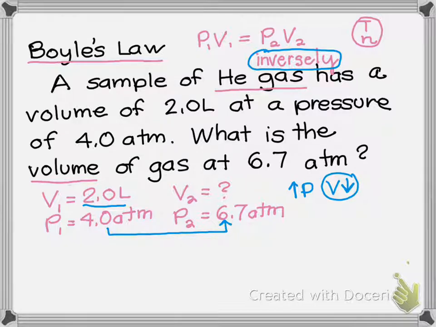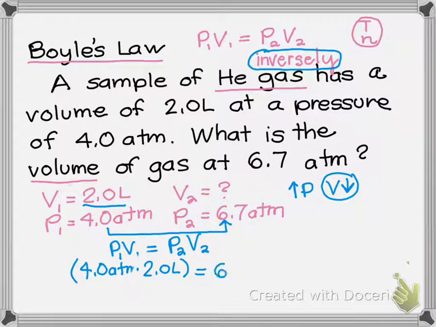As far as the units go, you can use milliliters or liters for the volume, and any of the units for pressure to solve these problems, as long as the units are the same on both sides of the equation. So we're good. Pressure 1 times volume 1 equals pressure 2 times volume 2. Plugging in the numbers, I get 4.0 atmospheres times 2 liters equals 6.7 atmospheres times volume 2.